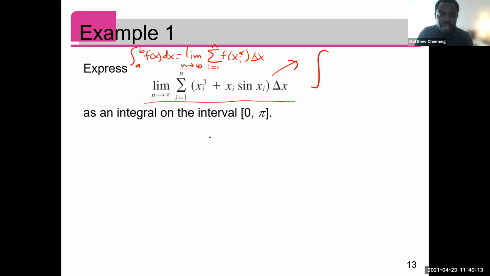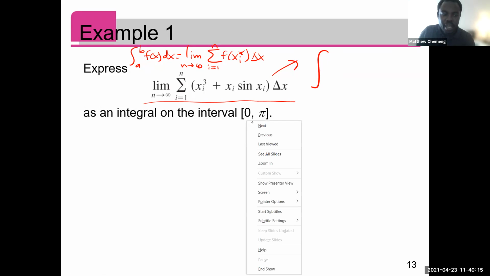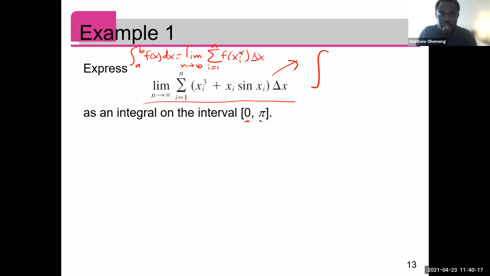Yeah, so remember that the interval is from what? 0 to pi. So this is the a, this is the b. And then the b always goes here, it's the upper limit. So that's pi. And what about the lower limit? Zero. Thank you, Sage. Yeah, so 0. And then how will I write this thing?